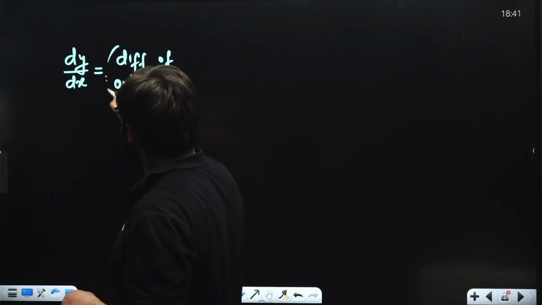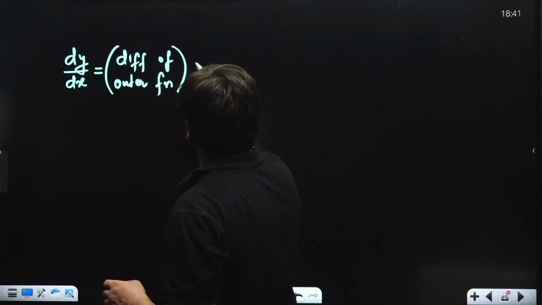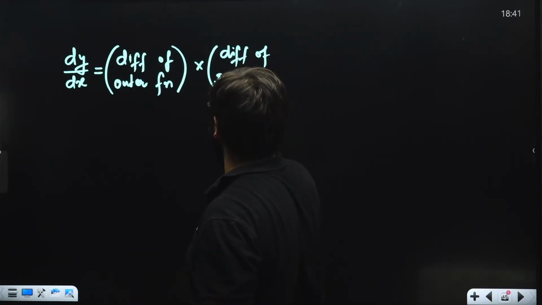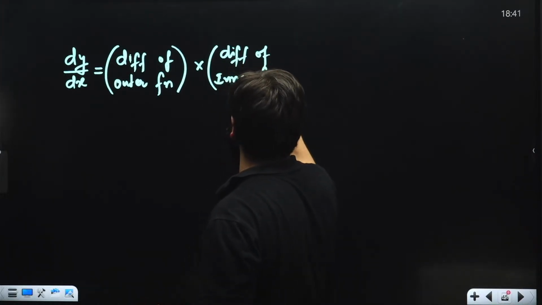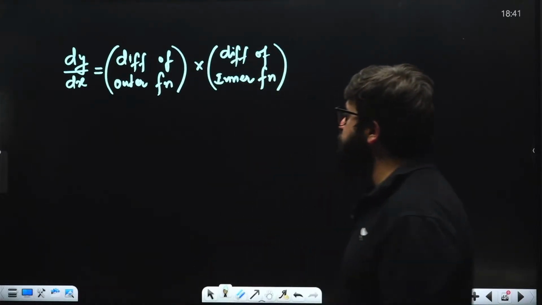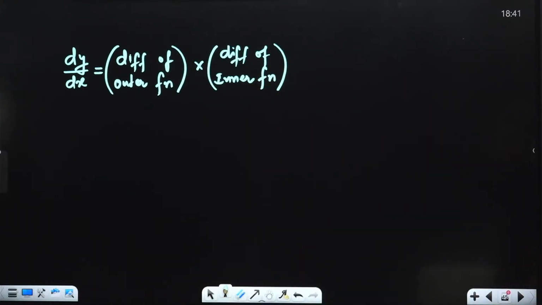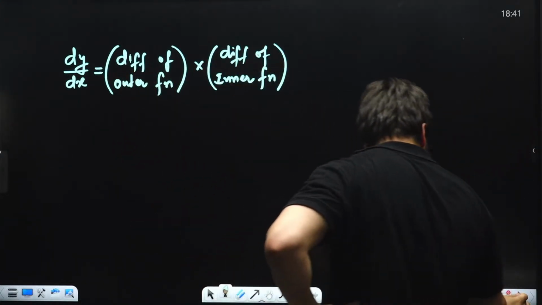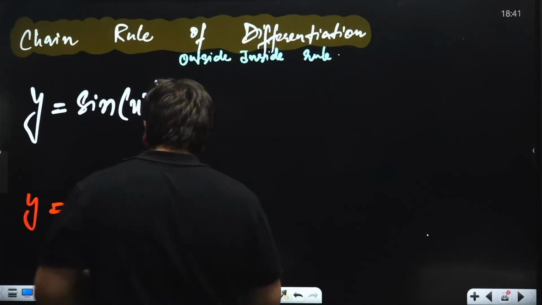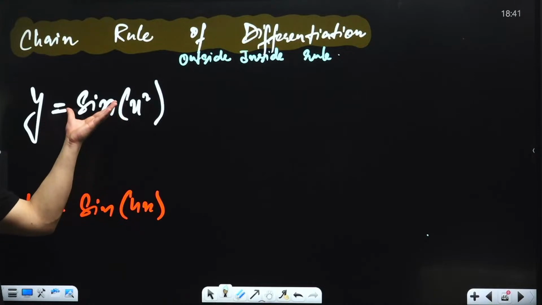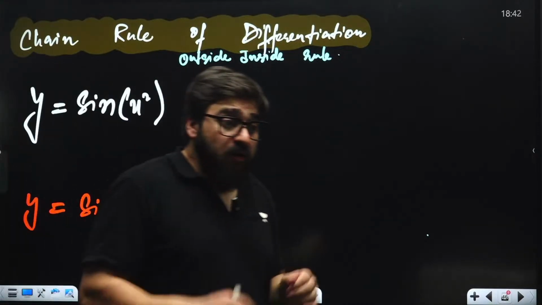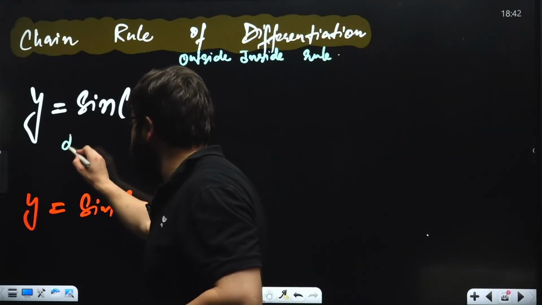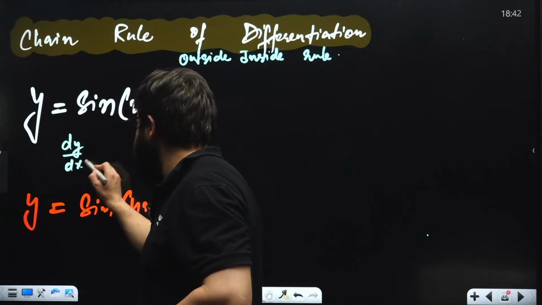Then multiply it with the differentiation of the inner function. First you have to find the differentiation of the outer function, then the differentiation of the inner function. Like here, if you are given y is equal to sine of x square, in this particular case, you have to find dy by dx.